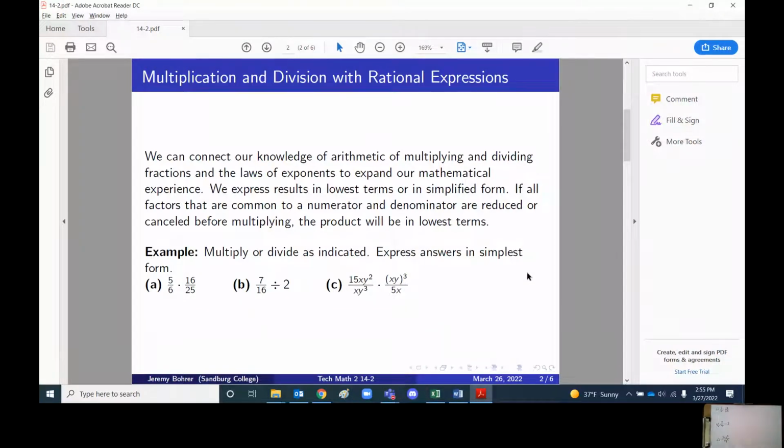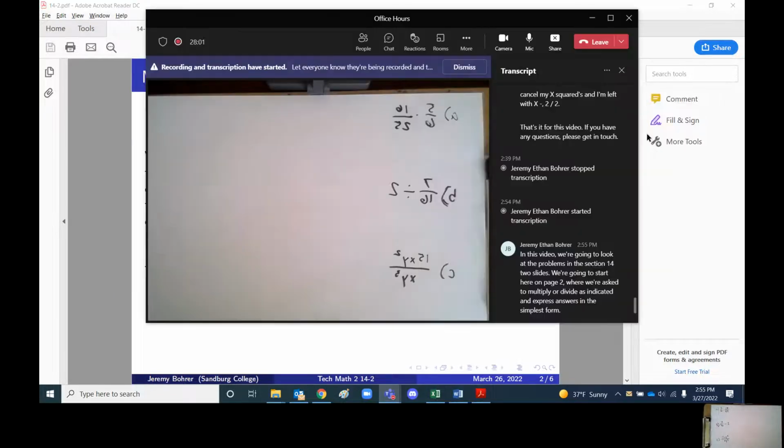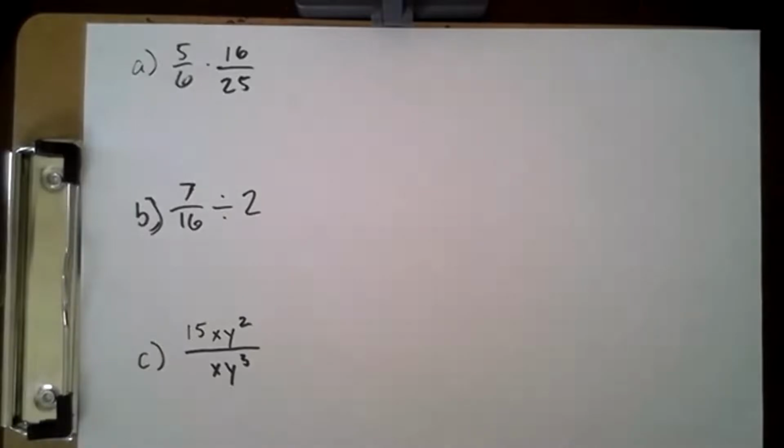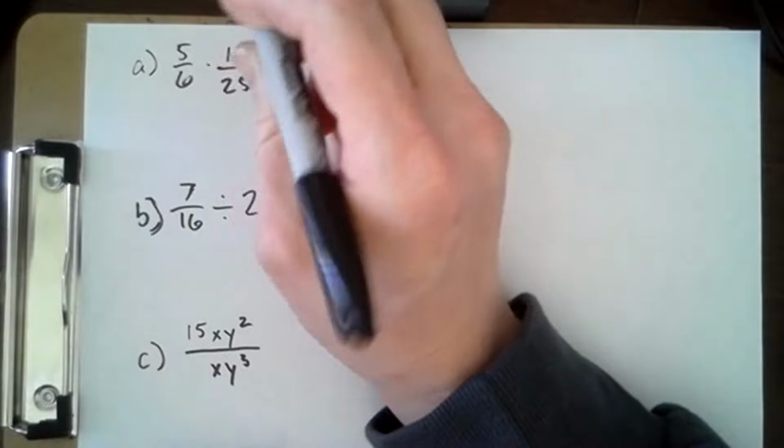In this video, we're going to look at the problems in the section 14.2 slides. We're going to start here on page 2, where we're asked to multiply or divide as indicated and express answers in the simplest form. So we start with this first problem, 5/6 times 16/25.